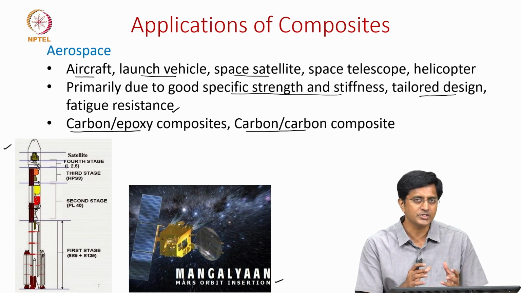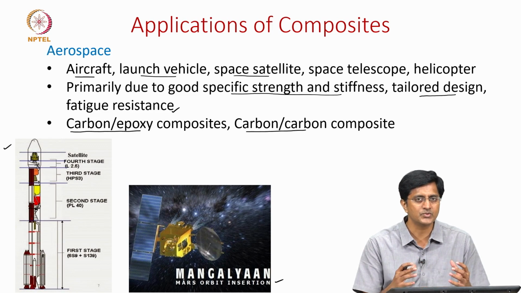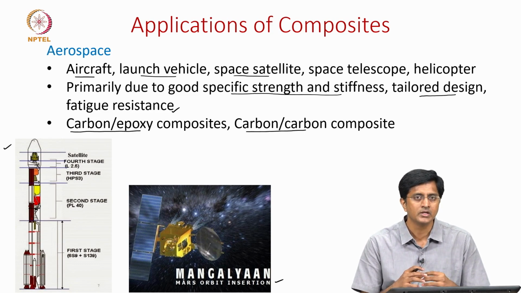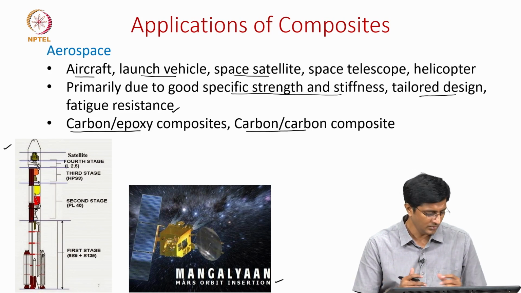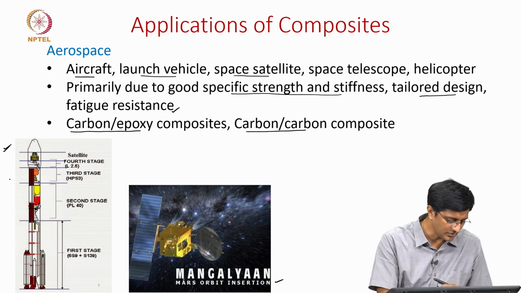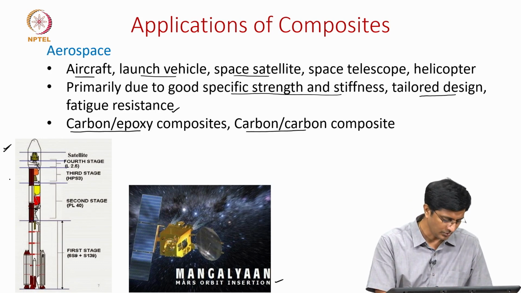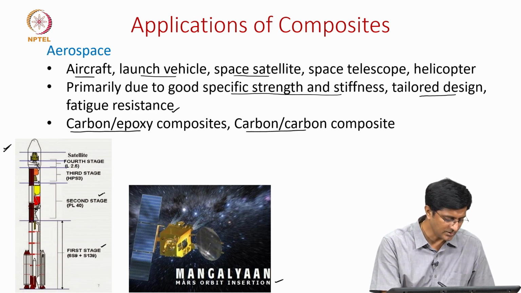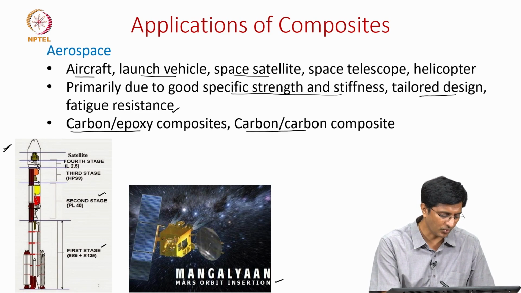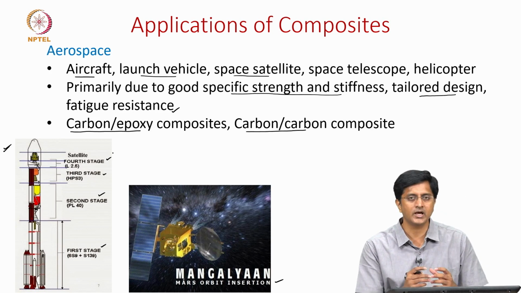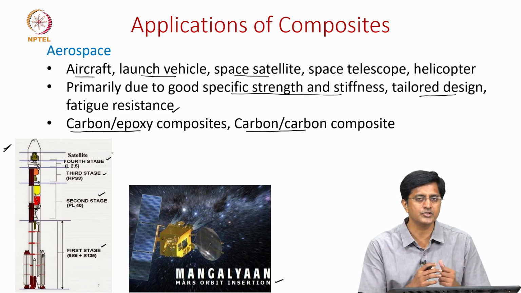Carbon epoxy composites are used where you need high specific strength and stiffness, but carbon-carbon composites, which we looked at in the previous video, are used where the operating temperatures are high. For example, if we look at this launch vehicle here, we see that it is made up of different stages. So, this is the first stage, which is the solid propellant, and the second stage is either solid or liquid propellant, and the last stages, the third and the fourth stage, are either made up of liquid propellant or cryogenic propellant.